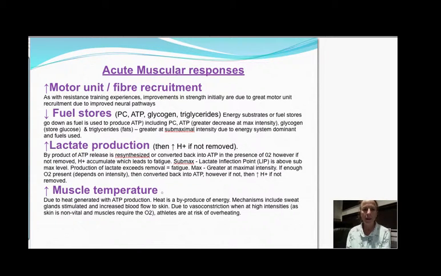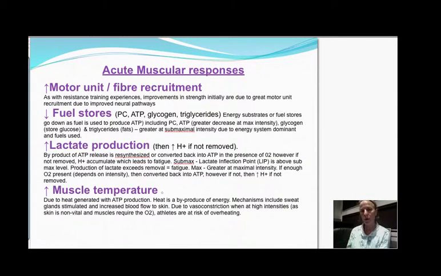These are the other acute muscular responses. So when we exercise, we recruit more muscle, more motor units. And a good way to explain this is when you start a weight training program, you lift weights and your muscles get bigger, but you don't get more muscle fibers until after about 6 weeks of training. But quite often, after just a couple of weeks of weight training, you've noticed an improvement in strength.